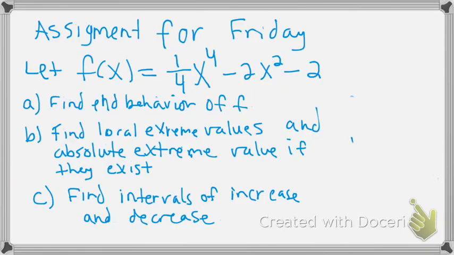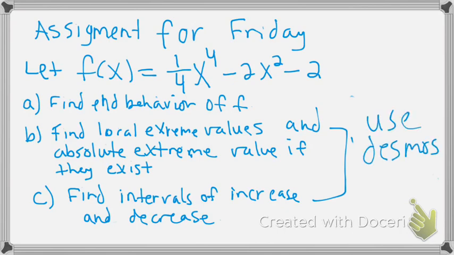So the assignment for Friday is to take the function f of x equals 1/4 x to the 4th minus 2x squared minus 2. Part A, find the end behavior of f. You should be able to do that by hand without using technology. Part B and C, go ahead and use Desmos or some other graphing technology, and you should be able to find the local extreme values, which would be the local max and mins, and the absolute extreme values, the absolute max and mins, if they exist. And then part C would just be find the intervals of increase and decrease.